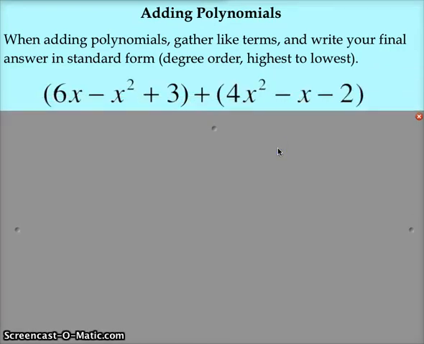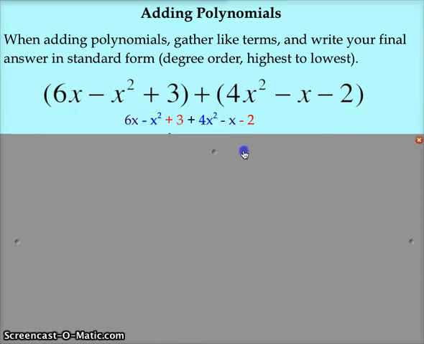6x minus x squared plus 3, plus 4x squared minus x minus 2. Since I'm adding these three terms to these three terms, having the parentheses when you add doesn't really change anything. So the first thing we can do is drop the parentheses. So we have exactly the same problem, just without the parentheses. Notice that I've highlighted my like terms, 6x and negative 1x, negative x squared and positive 4x squared, and positive 3 and negative 2.